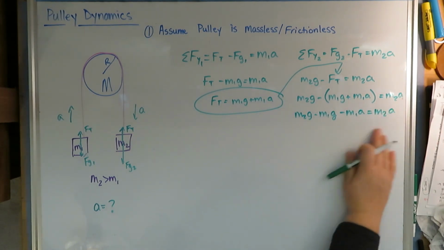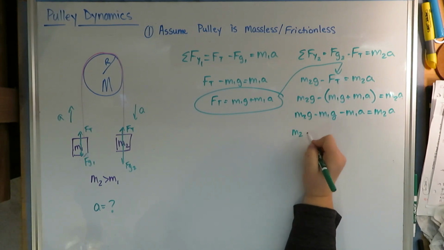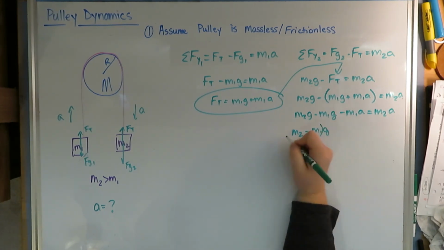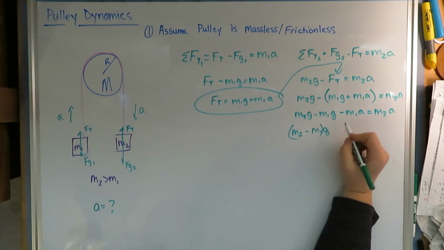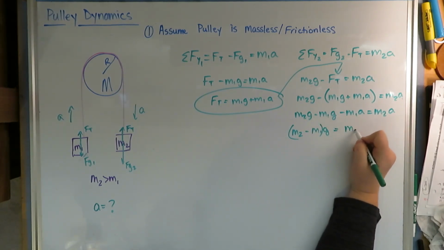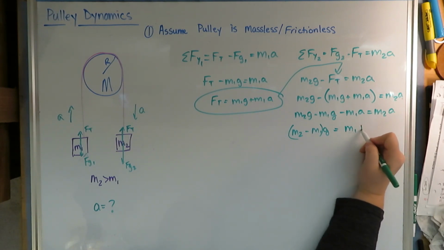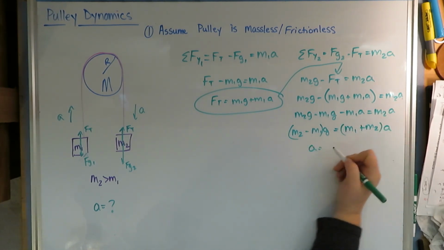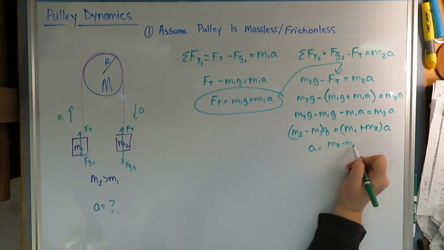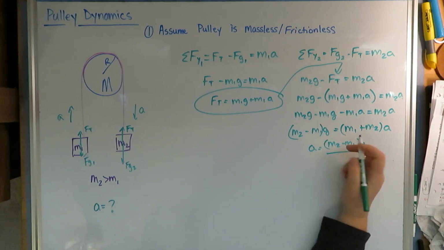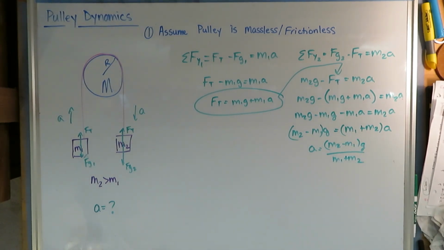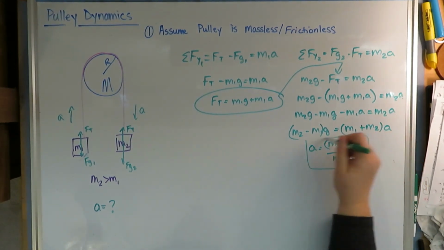I would then get the a terms on the same side. I can pull out a g over here. That's going to equal m1 plus m2, and the a will factor out. So I'll get a is going to be m2 minus m1 times g over m1 plus m2. Okay, so that's what I would have gotten for the linear acceleration.